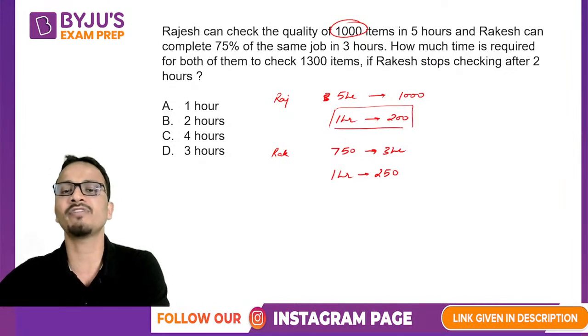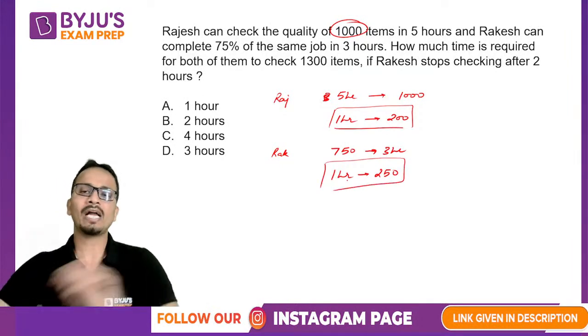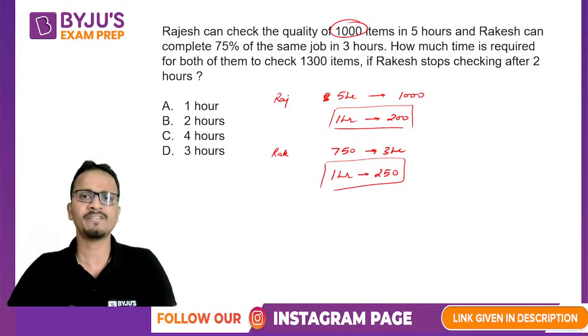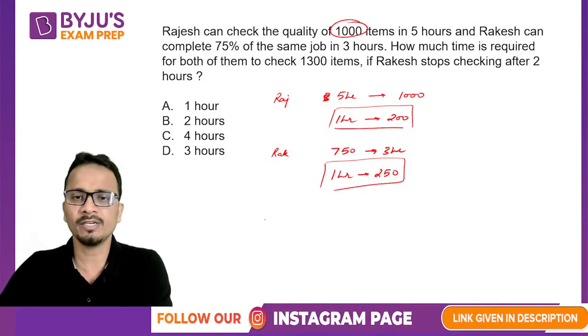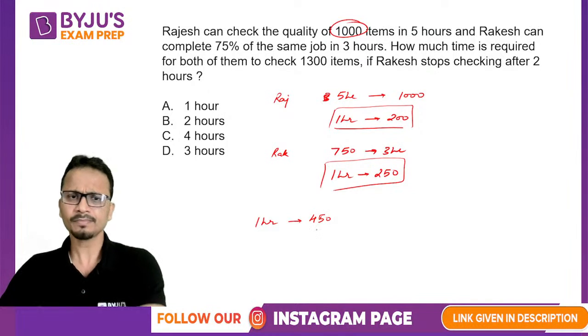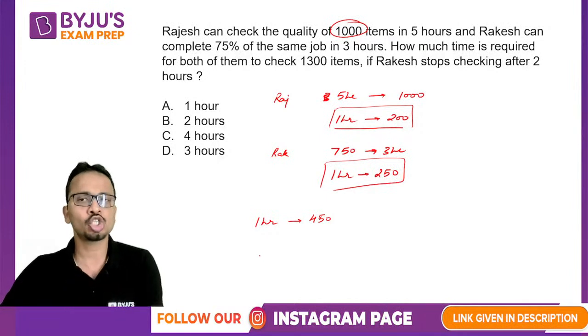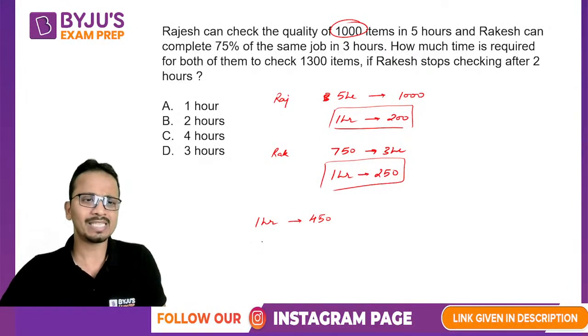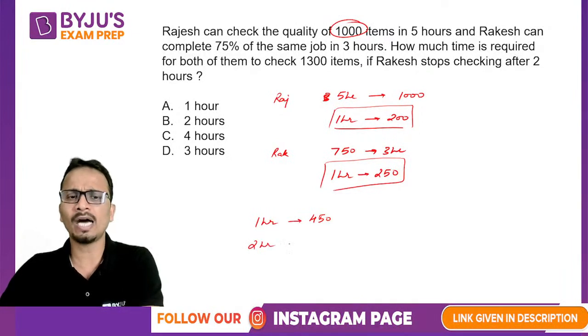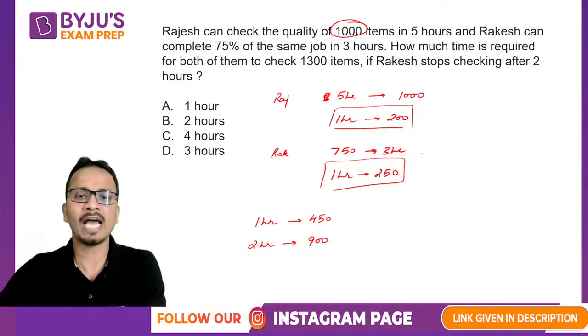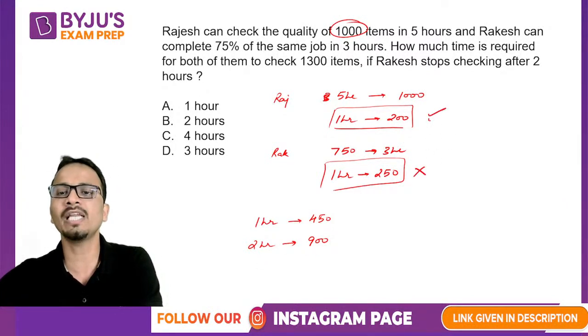So this is the reference frame that I will use. All right. So Rajesh in 1 hour can check 200 and Rakesh in 1 hour can check 250 items. Now, if both of them work together, in 1 hour they will together check 200 plus 250, that is 450 items. Now, they worked together for 2 hours and after 2 hours Rakesh stops checking. So first let's make both of them work together for 2 hours. In 2 hours they will be able to check 900 pieces. Now after that Rakesh has stopped, and only Rajesh is working.